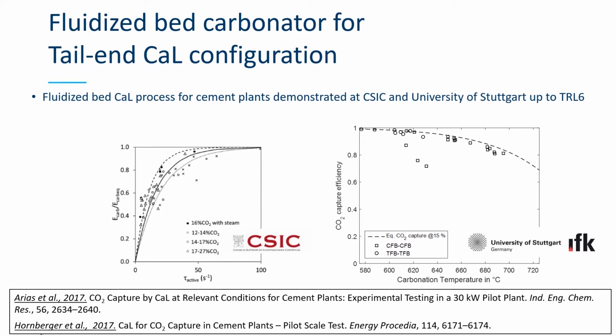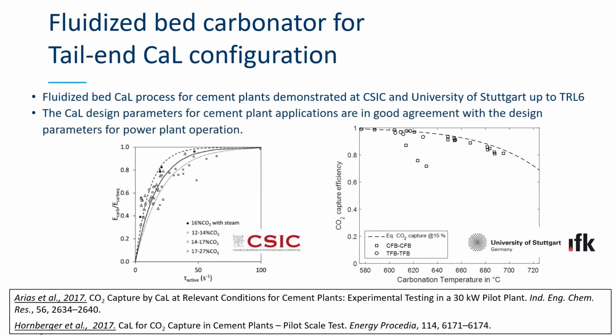So you see here two figures showing some experimental results. The demonstration has been performed up to TRL 6 at Stuttgart. And what has been found basically is that there were no surprises compared to what we knew from the applications in power plants. So calcium looping design parameters for cement plant applications are in good agreement with the design parameters expected for power plant operation. And you see on the bottom two publications related to the experimental activities of the two groups involved in this activity in CEMCAP.